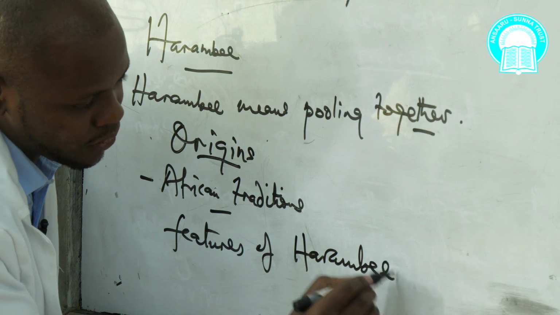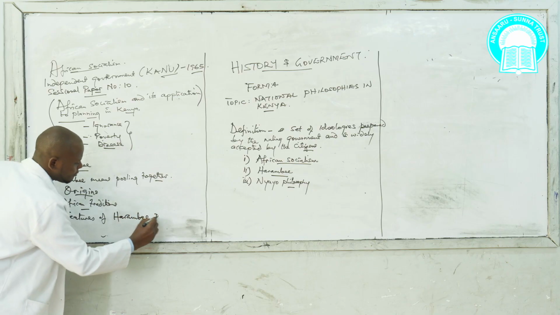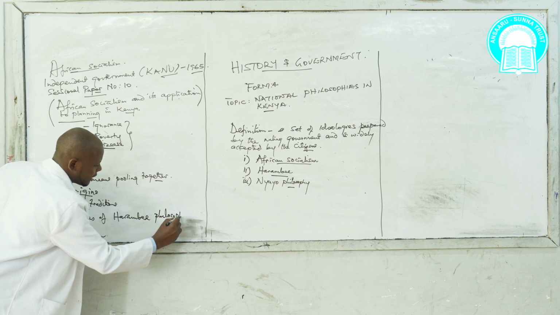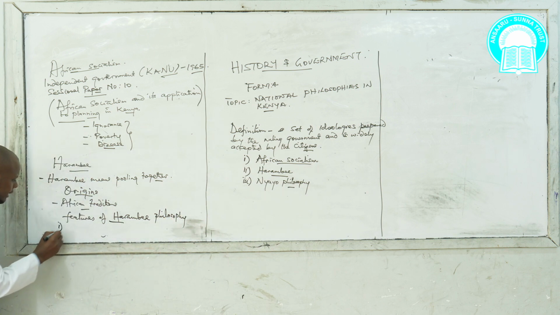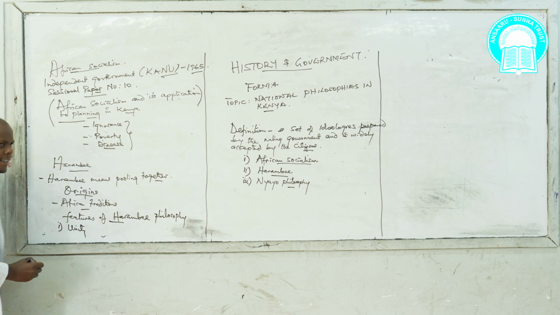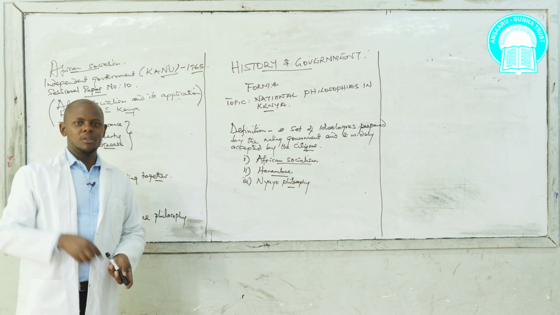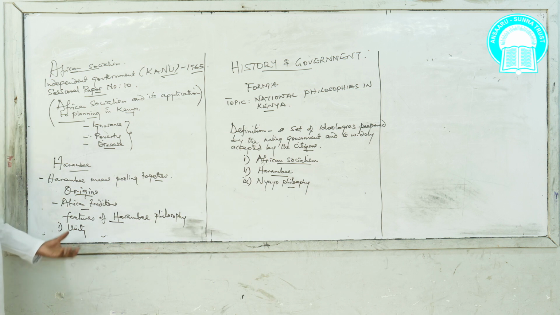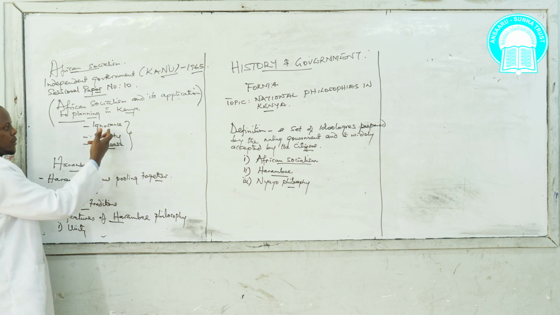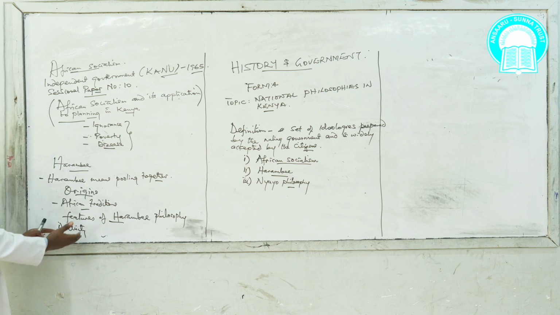Features or characteristics of the Harambee philosophy include unity. One is unity, where all Kenyans were called upon to take part in contributing their efforts and their resources to tackle the challenges that Kenya was having. The three challenges were ignorance, poverty, and disease. So all Kenyans were called upon to come together so that they could tackle the challenges. So one feature of the national philosophy Harambee was unity.